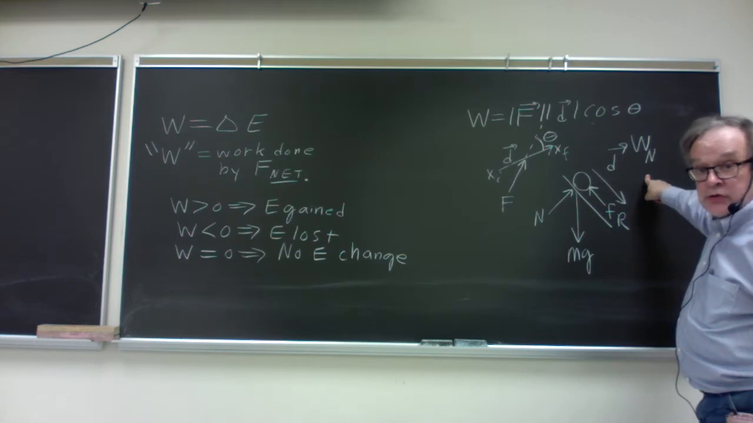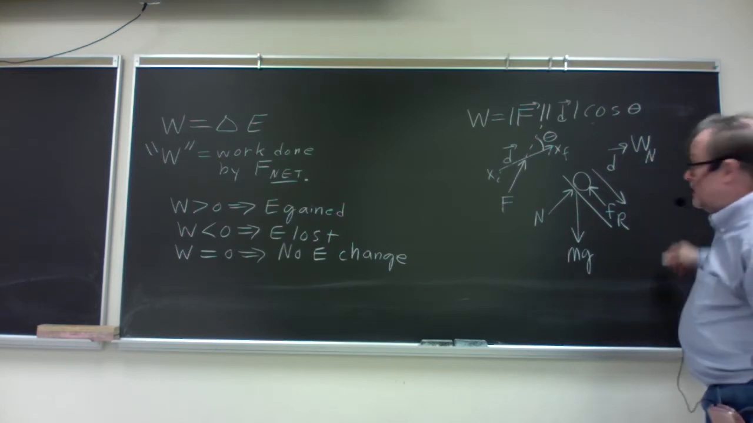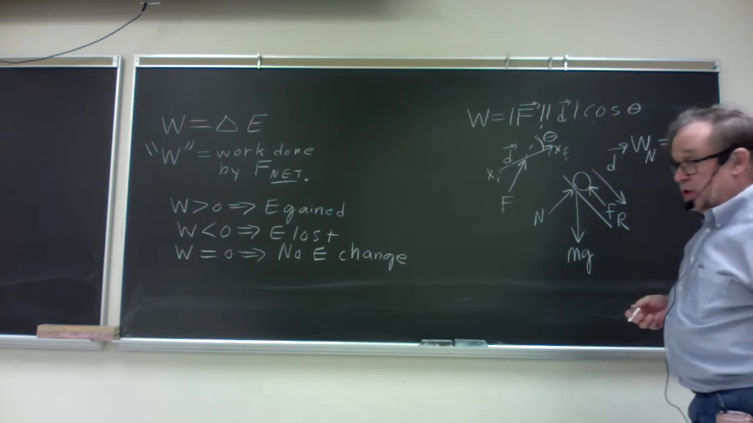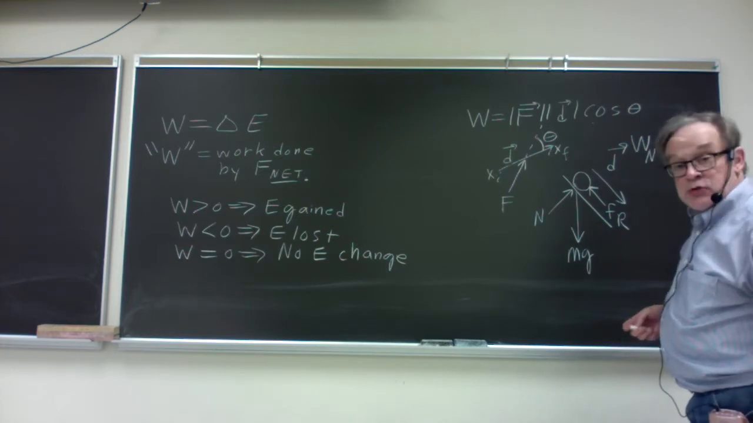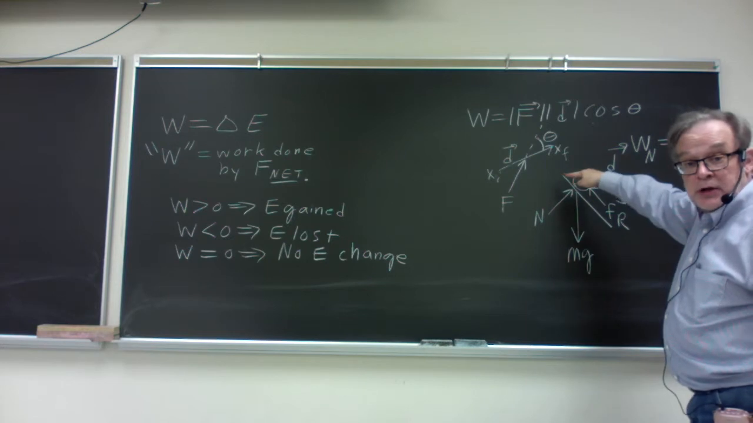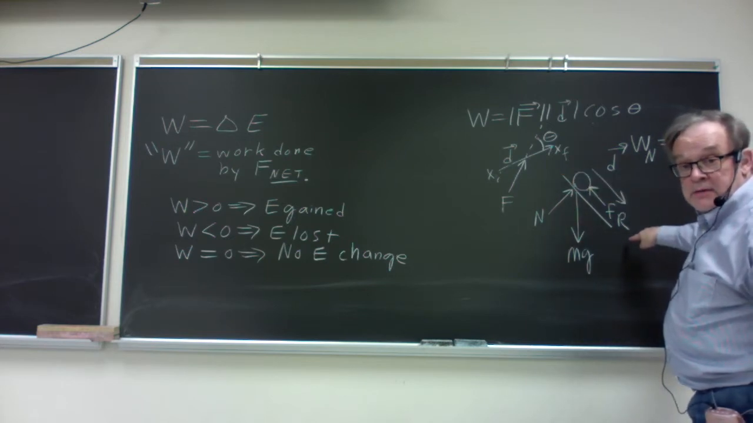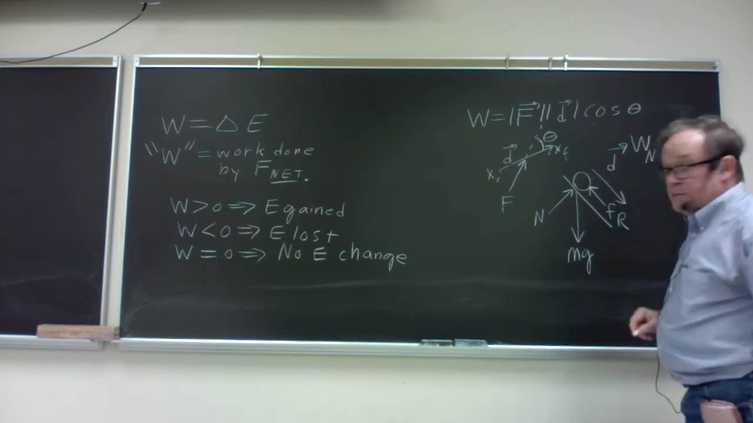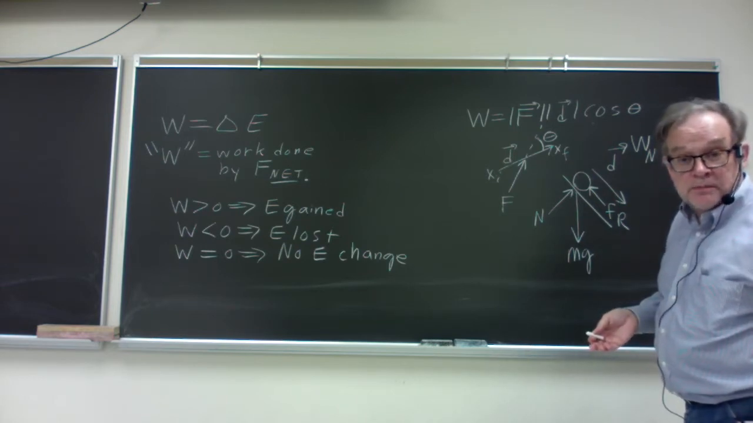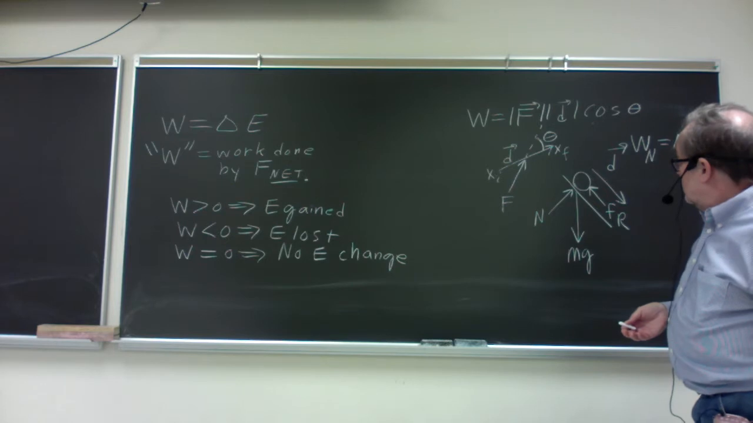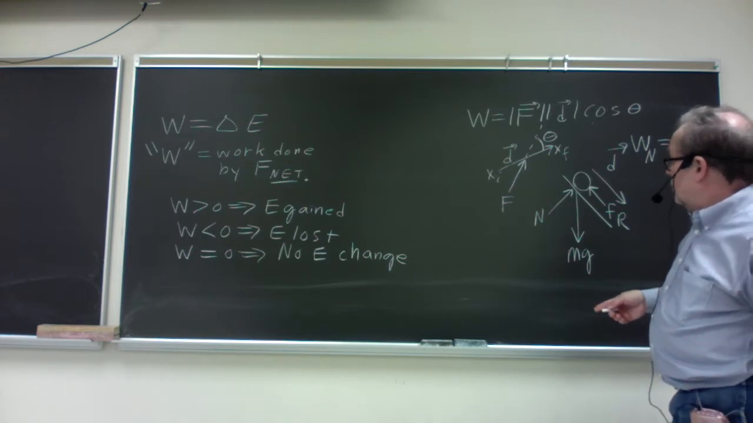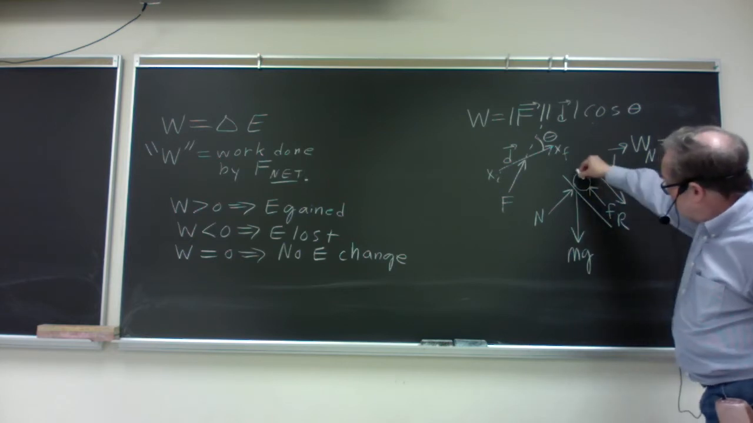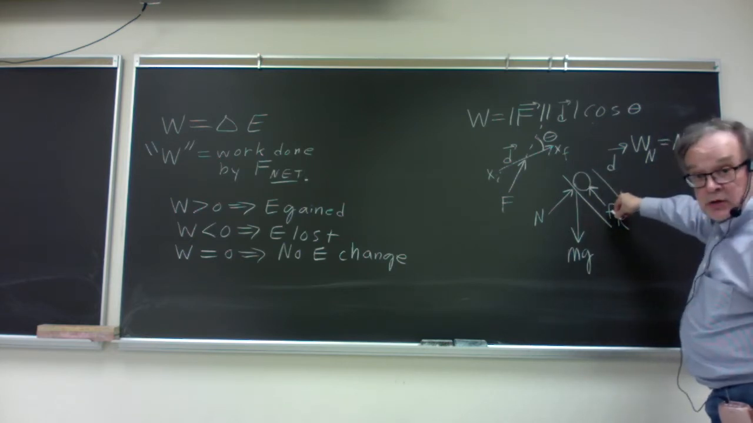It's just the magnitude of the normal force, whatever that might be, times the magnitude of the displacement, which in this case would just be the distance between the starting point and wherever the ball ends up. And we'll just call that D, times the cosine of the angle between the force direction and the displacement direction. Well, the displacement points straight downhill.